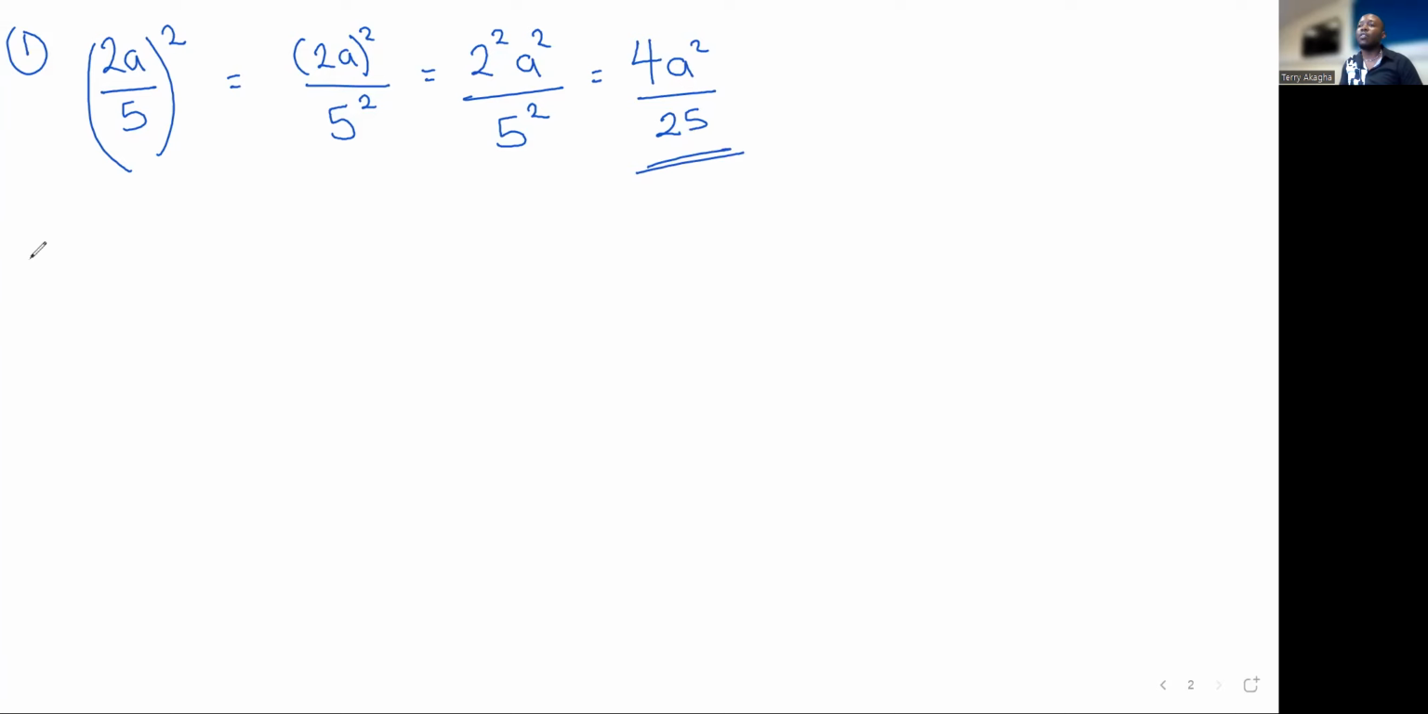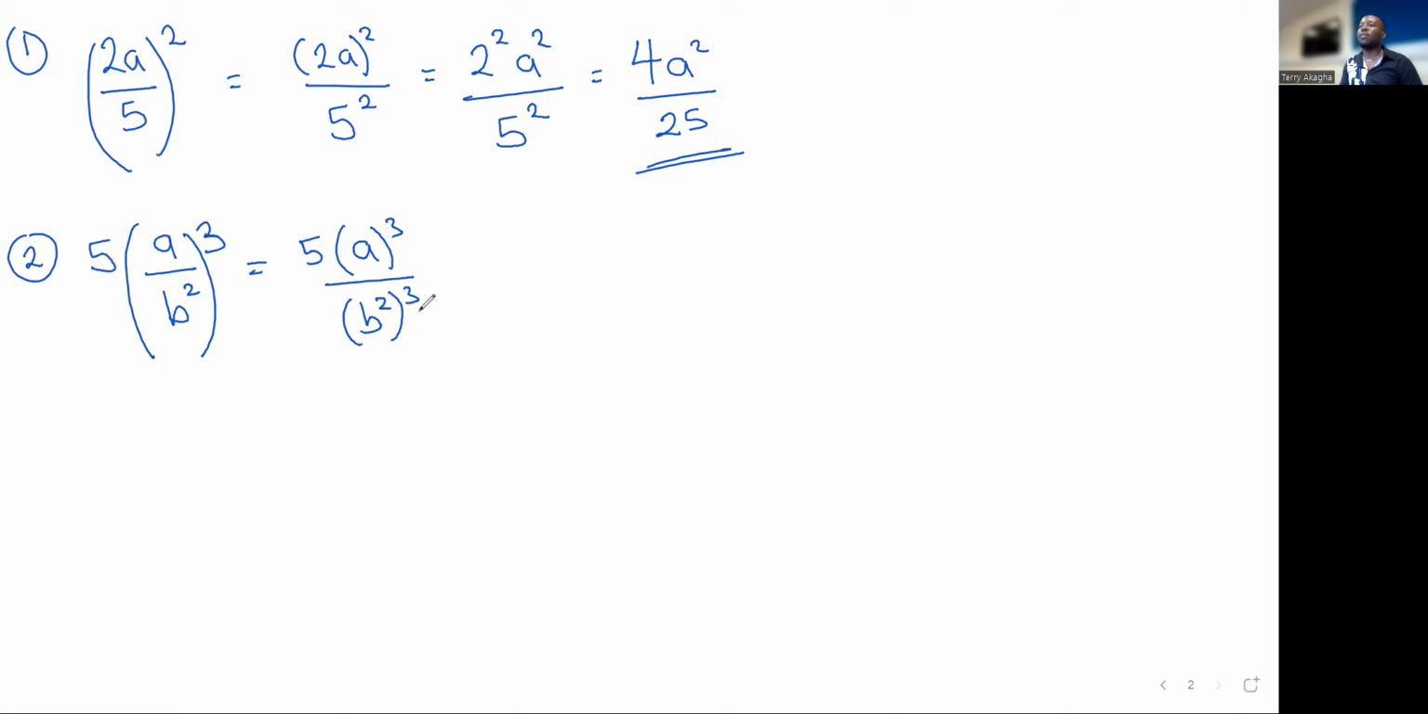Now let's assume that we have a coefficient. Let's say we have 5 into bracket a over b squared raised to the power 2. Or let's make it 3 this time, okay? It's going to be the same thing. It's going to be 5, open bracket, a raised to the power 3 divided by b, 2 raised to the power what? 3. Are you seeing it? Then you open the bracket.